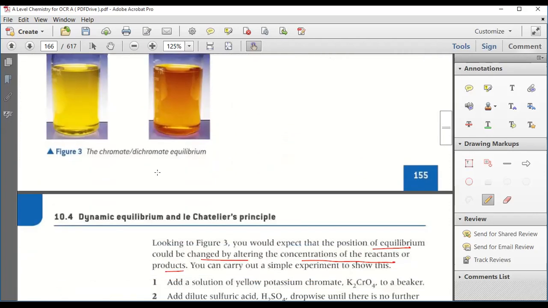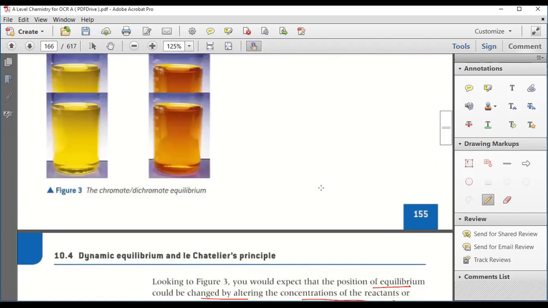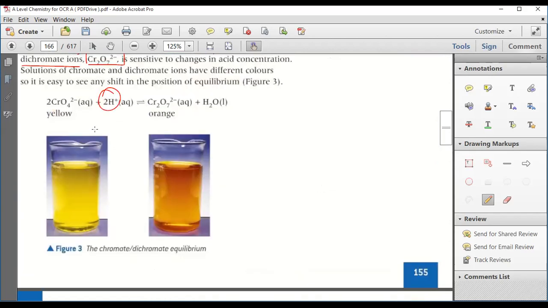Now see, add a solution of yellow potassium chromate, K2CrO4, into a beaker. Add dilute sulfuric acid, H2SO4, dropwise until there is no further change. The solution turns orange in color. H2SO4 contains H positive ion. So this solution will change from yellow to orange, just by adding acid.